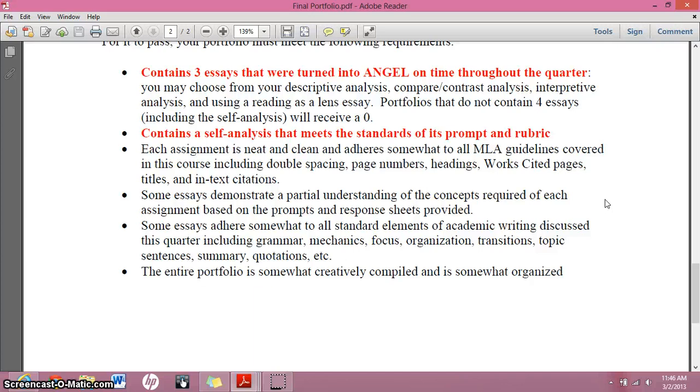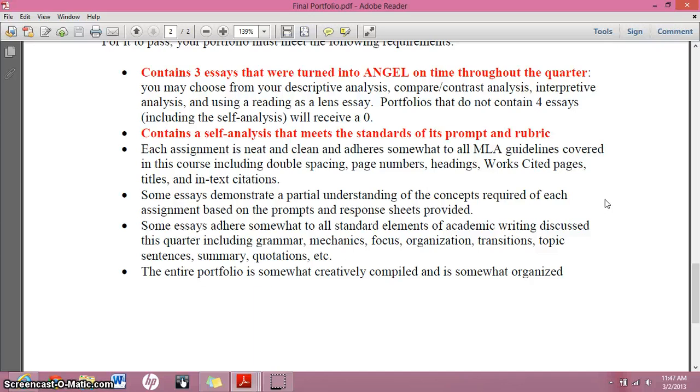Each of your papers has to demonstrate at least a partial understanding of the concepts covered for each individual assignment and as a course altogether, which means your introductions need to be good. You need to have thesis statements. You need to have good conclusions. You need to have good paragraphing skills. Everything comes into play now, and I will be evaluating you based on how you're able to combine all of your skills that you've learned.